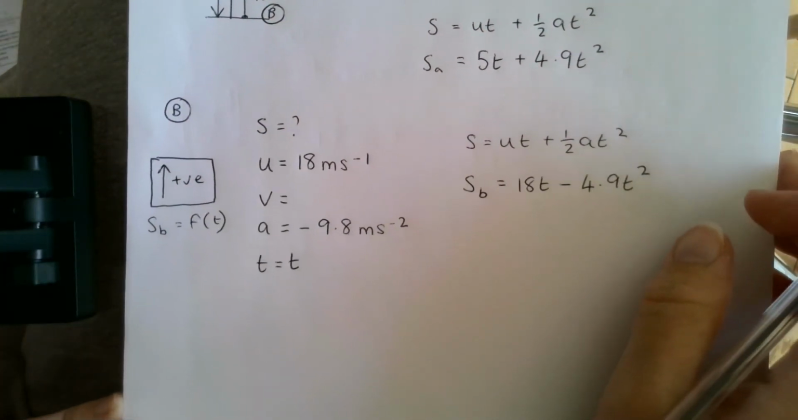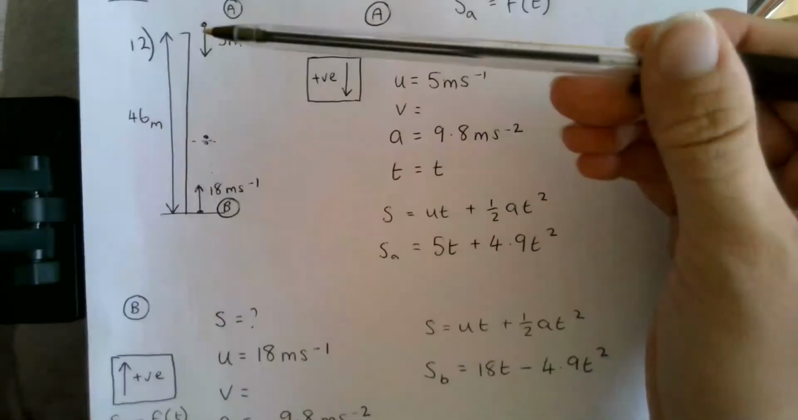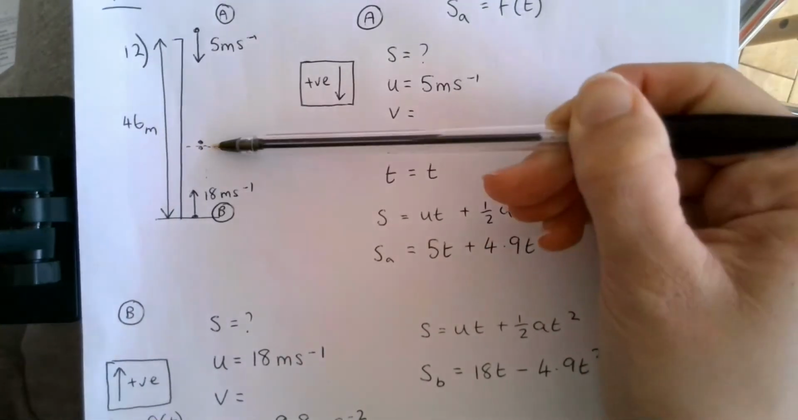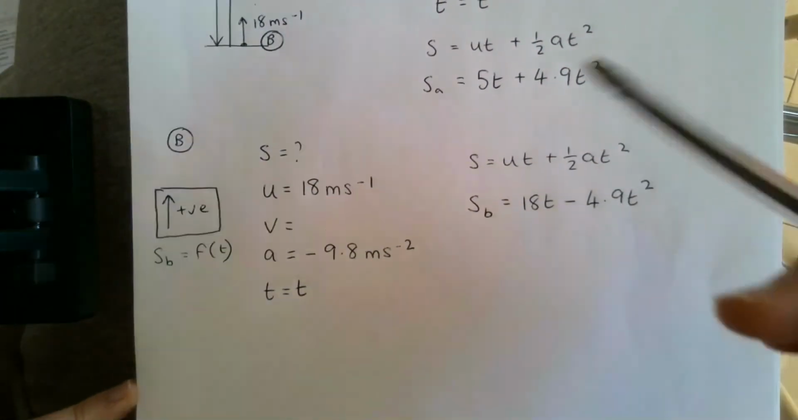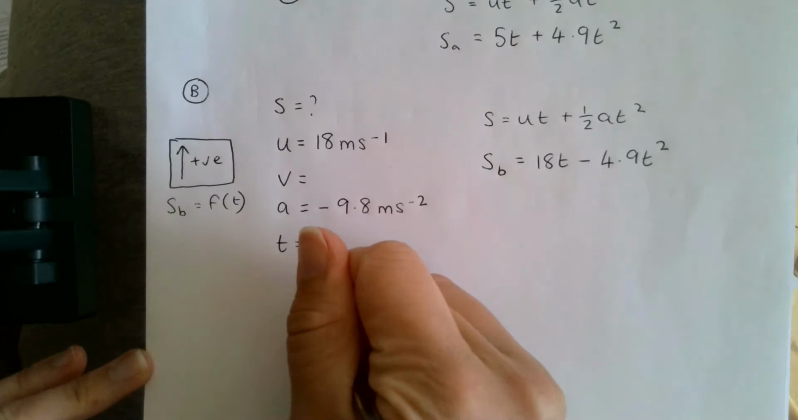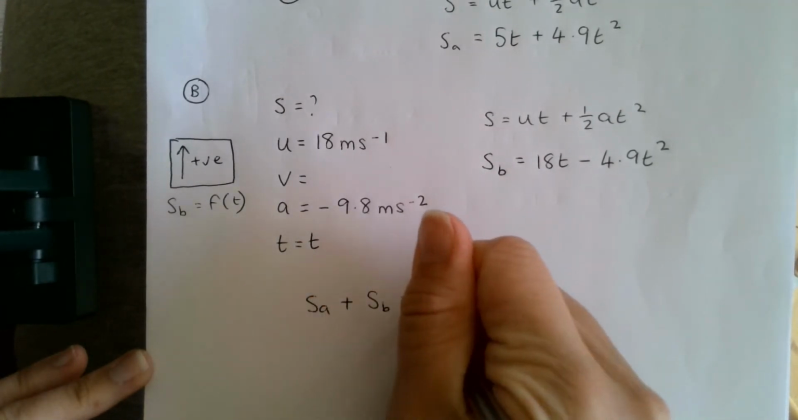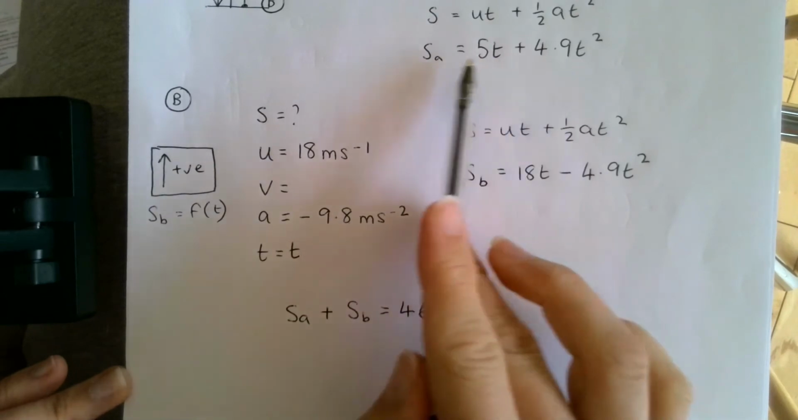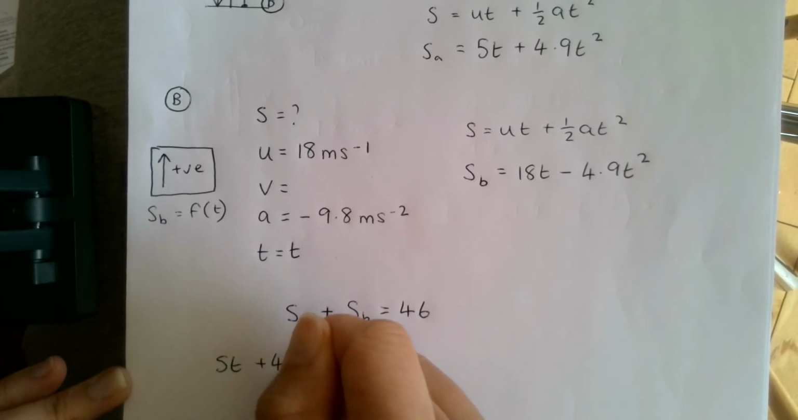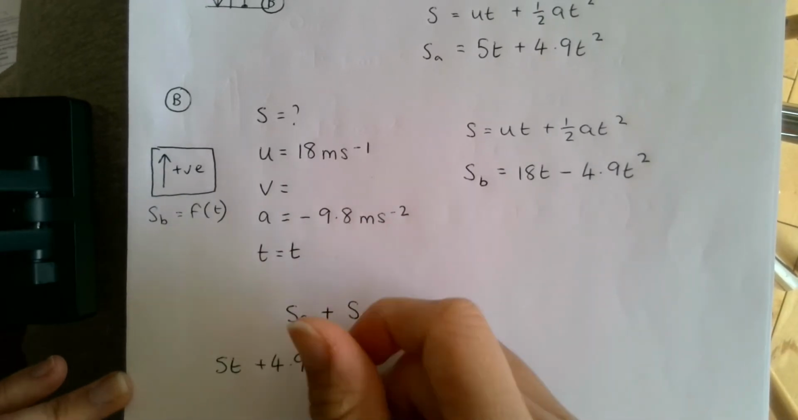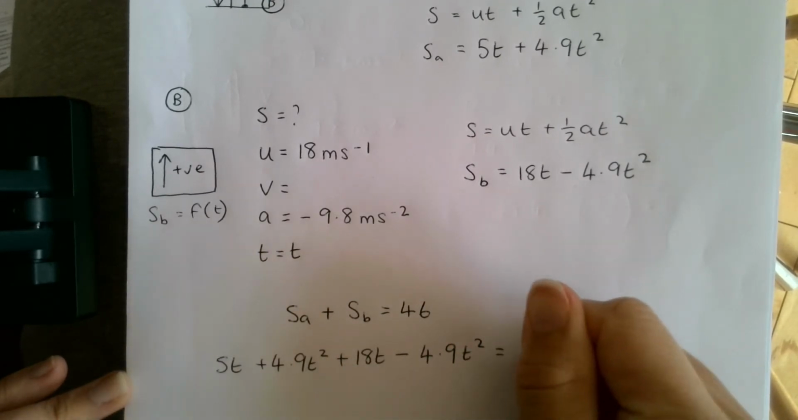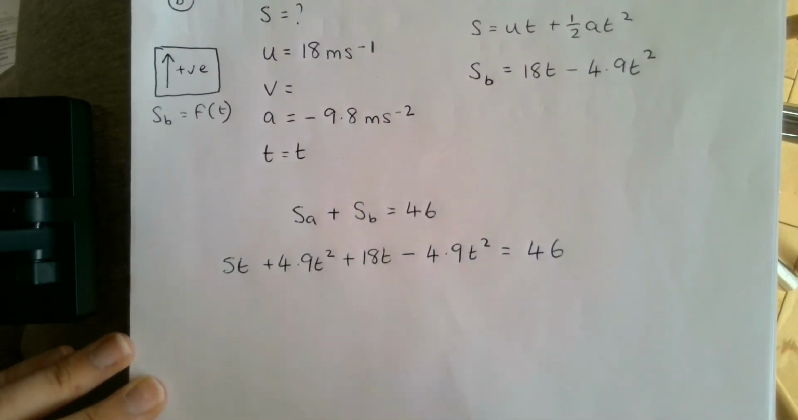And like I said before, what we're going to do is find the time when the displacement of A added to the displacement of B equals 46, because that is the moment where the collision will occur. So displacement of A plus the displacement of B equals 46. We've just got that formula for the displacement of A, so I'm going to sub that in, 5t plus 4.9t squared. And I've got this one for the displacement of B, so add 18t minus 4.9t squared is equal to 46. Now, just like last time, it's working out really nicely.